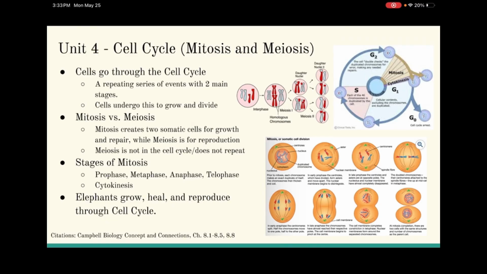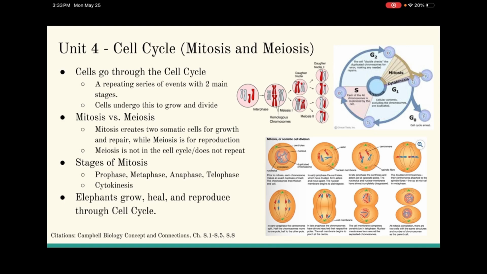It has two main stages, interphase and the M phase. During interphase, the cell grows and copies its DNA so that it's ready to divide. During the M phase, the cell divides into two new cells. Mitosis and meiosis are both in cell division, but they're for different things.